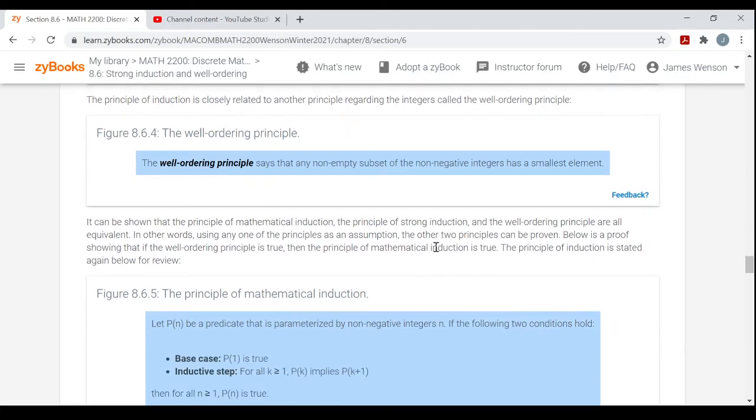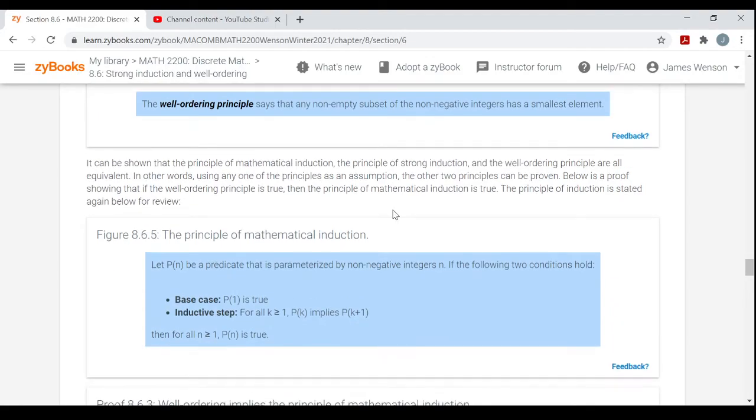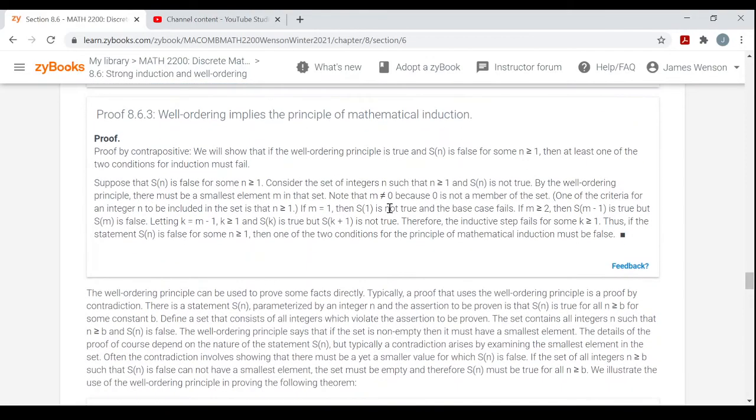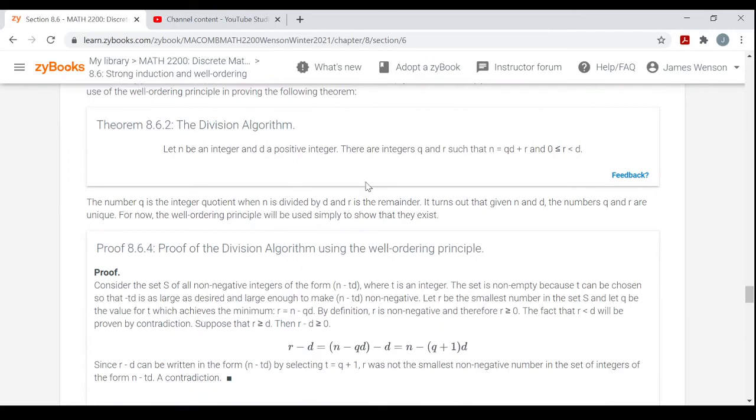And anything you can prove with mathematical induction or strong induction, you can prove using the well ordering principle, and you can really do it by using proof by contradiction and looking at the set of integers for which the statement is false and applying the well ordering principle and coming to certain contradictions. So you can read through this stuff here in the division algorithm.